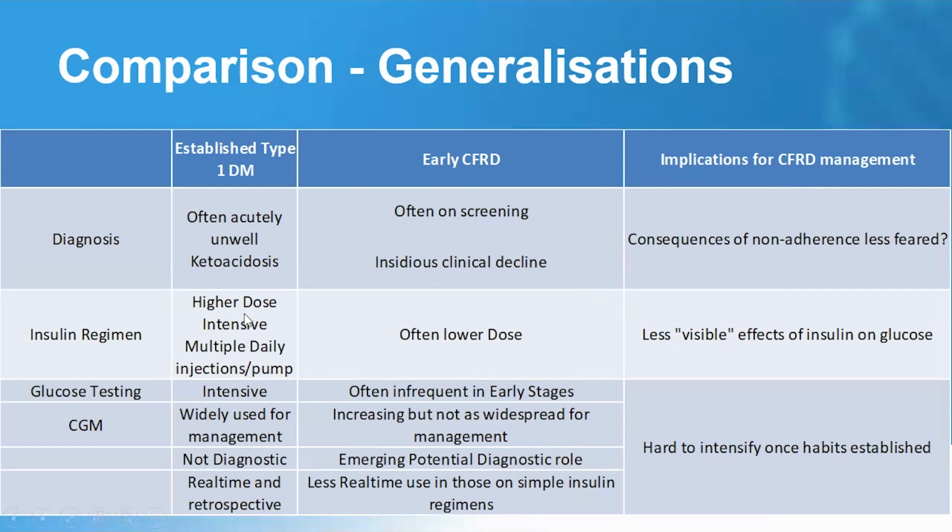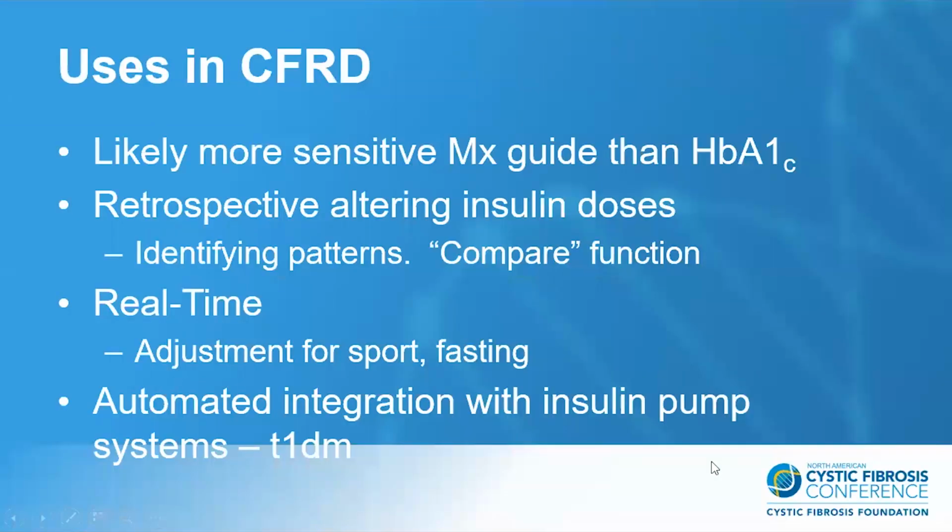With type 1, they're often on higher dose intensive insulin therapy and lower doses in early CF diabetes, and so the effects may be less visible to them. And intensive glucose monitoring is the norm for type 1 diabetes, but often not so in our early CF-related diabetes patients, which is then hard to intensify once those habits have been established.